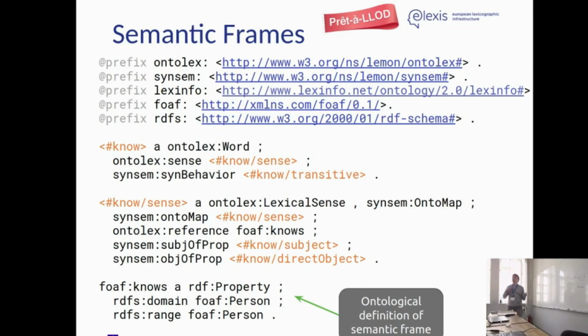If we wanted to switch around this argument structure, so that the grammatical subject is the object of the triple, and the grammatical direct object is the subject of the triple, we would just need to switch around these two. So we could say that the subject of the property is the direct object, and the object of the property is the subject. And then in the ontology, we can define knows as a property with a domain, which is person, so the subject of knows is a person, and a range, which is the object of knows, so the object of knows is also a person. So this is the domain and range, which is different from the linguistic subject and direct object.